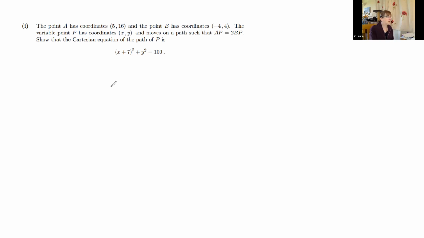Okay, so this part is saying that point A has coordinates 5, 16, and B has coordinates minus 4, 4. And we've got another point that moves such that this relationship is obeyed. So if we had 2 points, A and B, and the point always moved so it was the same distance from both of them, you'd end up with the perpendicular bisector of A and B.